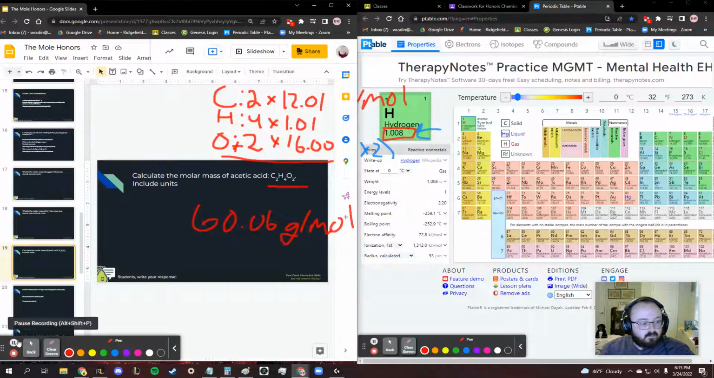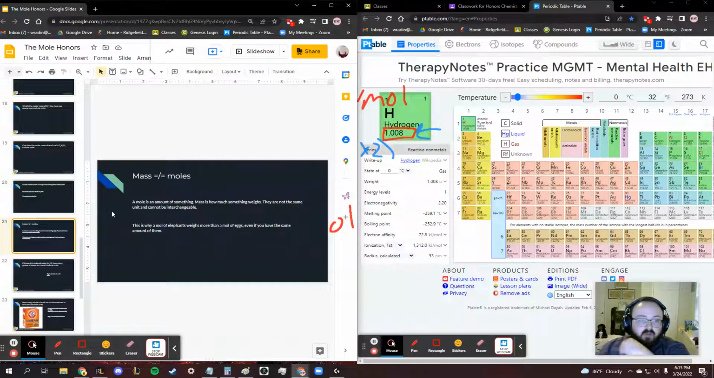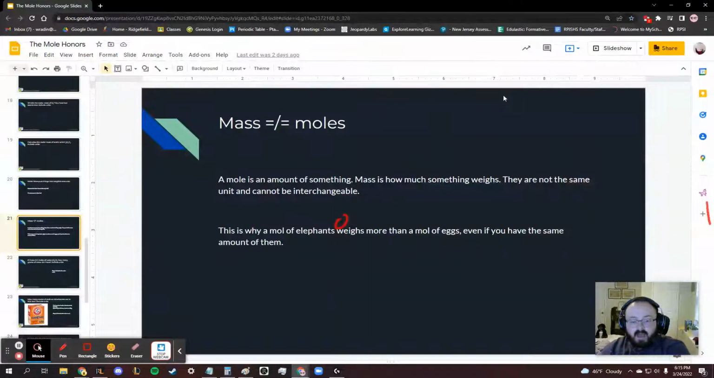Okay? All right, the last thing that I really want to emphasize here is that mass does not equal moles. Mass is how much matter there is. We can think of it for most of our intents and purposes as how much something weighs. That's the best way to think about it. A mole is how much you have of something. It is a quantity. It is a number. It's not talking about mass. It's not talking about weight.